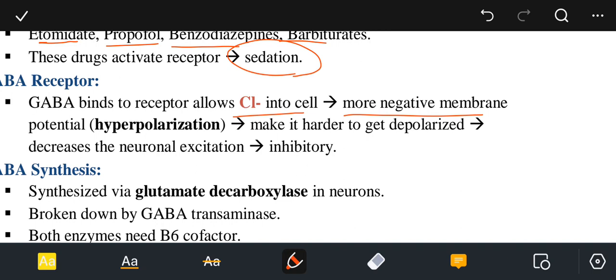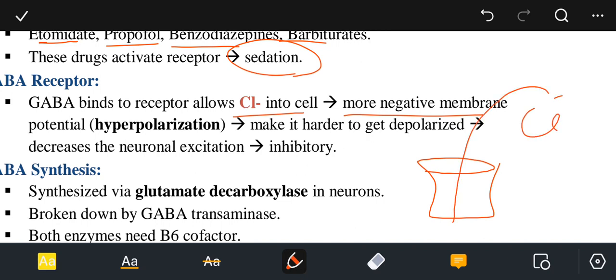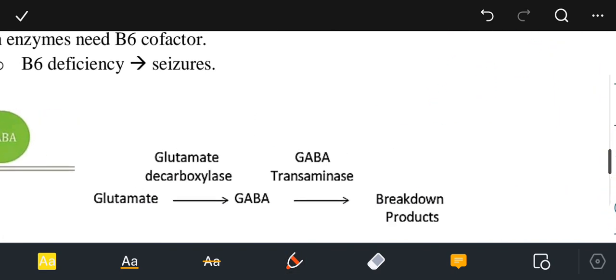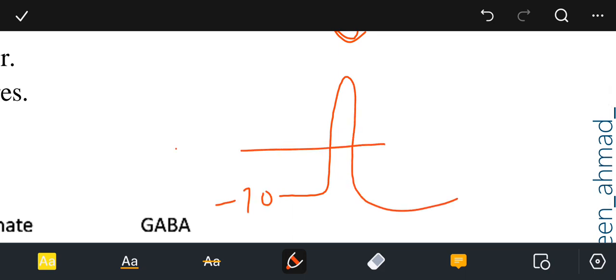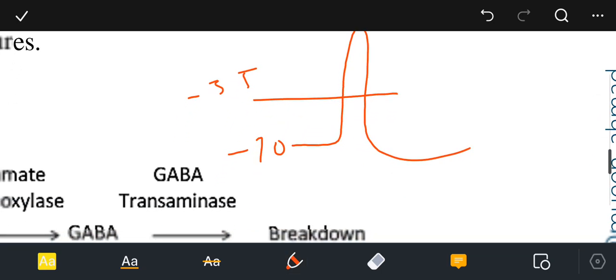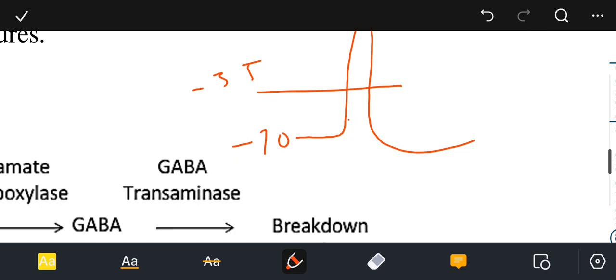So the chloride channel, suppose this is a channel, will shift the chloride from the outside into the cells, and since it is a negative charge, it will add on to the negativity that is already present on the inner surface of the cell. Suppose this is a resting membrane potential. So this is minus 70 millivolts, and we have to reach minus 55, right? That is the threshold potential. So if chloride is entering the cells, the resting membrane potential will become more negative, and it will go all the way to minus 90.